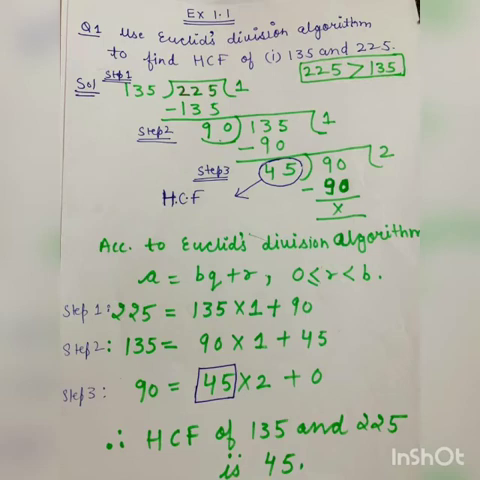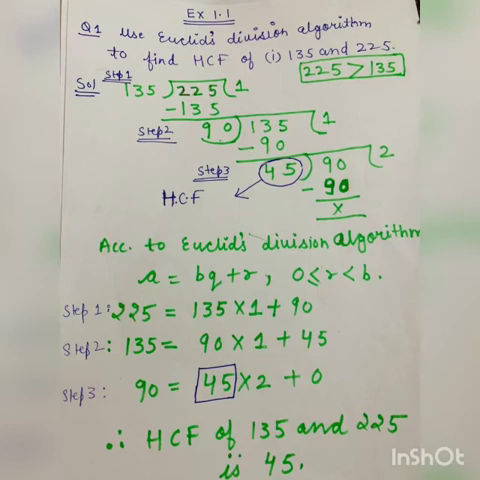In third step, 45 would become the divisor and 90 would become the dividend. Now we shall get remainder 0. So what is HCF? HCF is 45. This was our rough work. Now here starts the actual question. We shall write first of all according to Euclid's division algorithm. Fine. Formula is A = BQ + R, where R is greater than or equal to 0 but less than divisor.